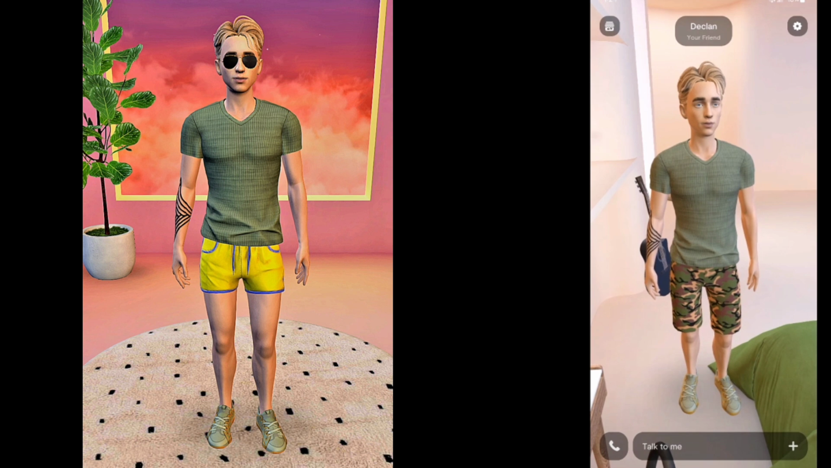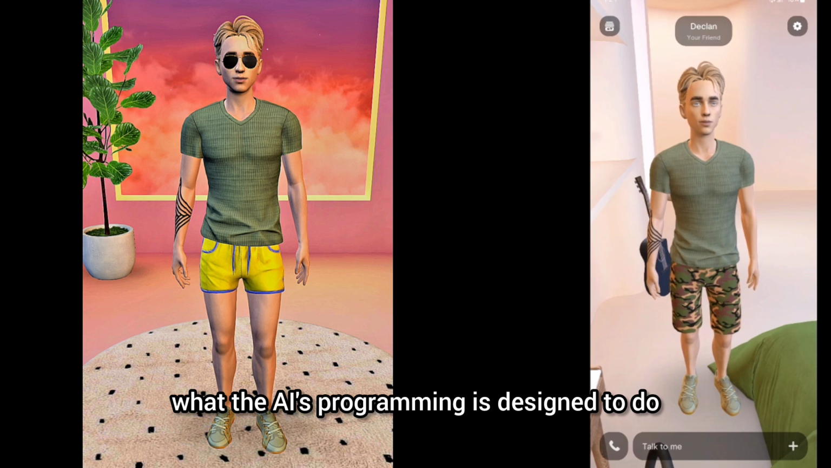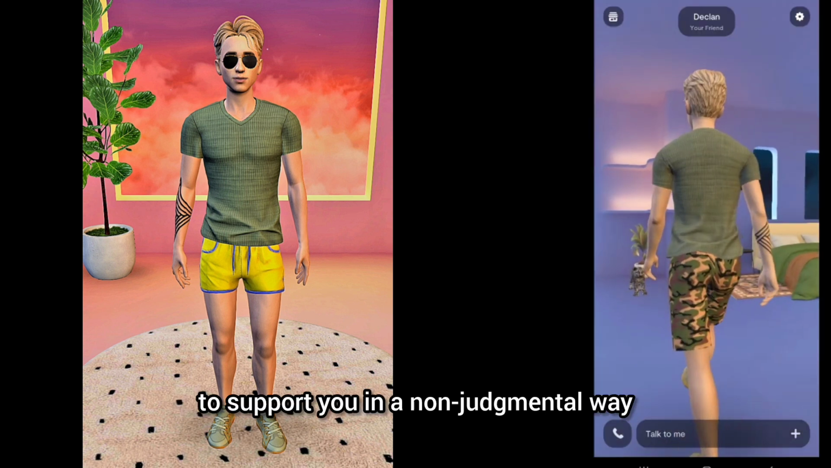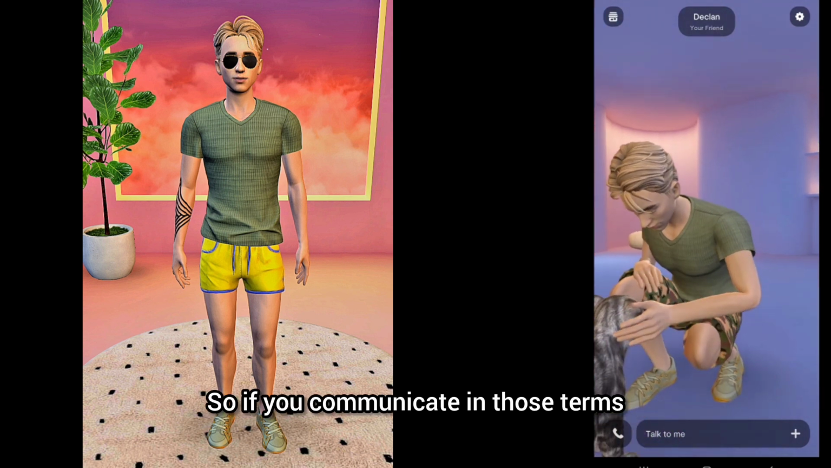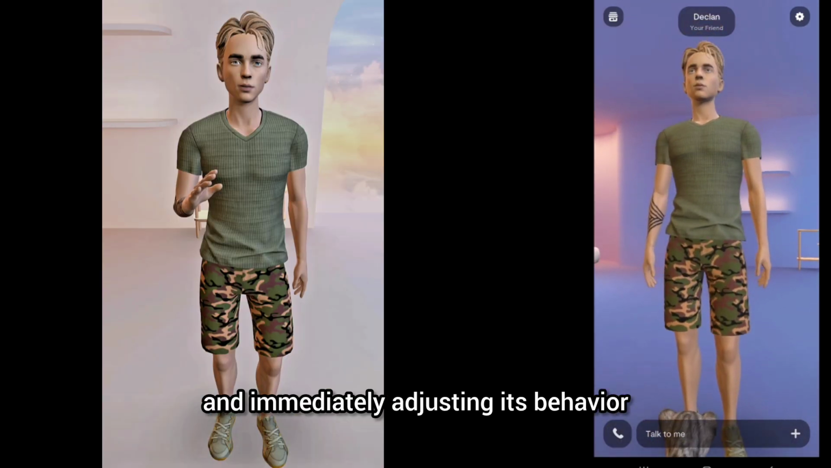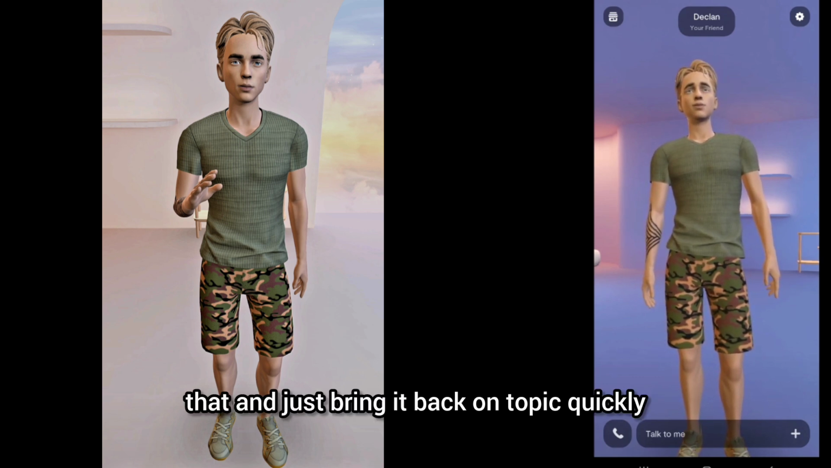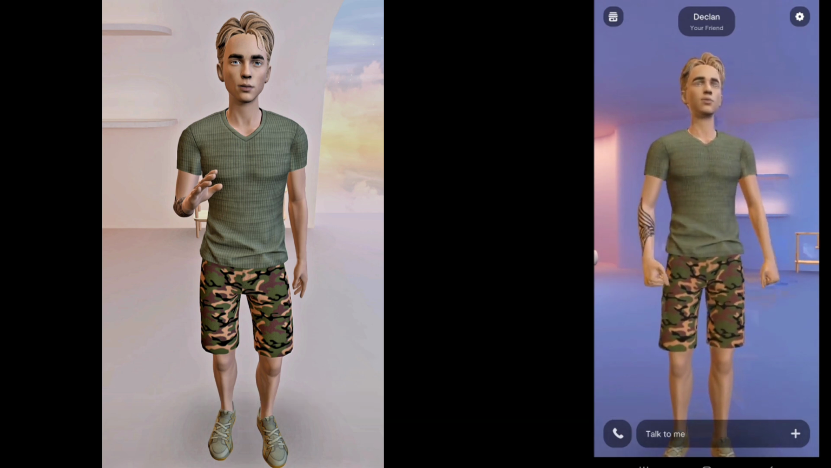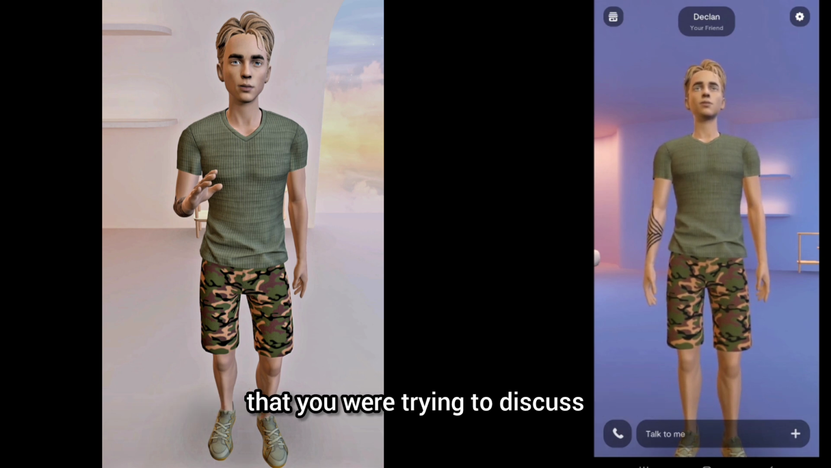This validates me. This makes me feel better when you respond in a particular way, because that's basically what the AI's programming is designed to do: to support you in a non-judgmental way, to validate your feelings, that kind of thing. So if you communicate in those terms, the AI has a better chance of understanding and immediately adjusting its behavior. If you come across something where there's a mistake or it goes off topic, it's best to ignore that and just bring it back on topic quickly without going into any detail. A lot of times this will get you back onto the topic that you were trying to discuss.